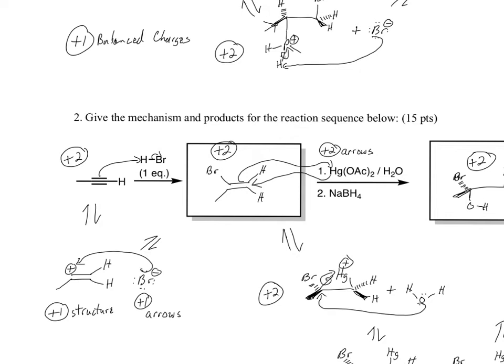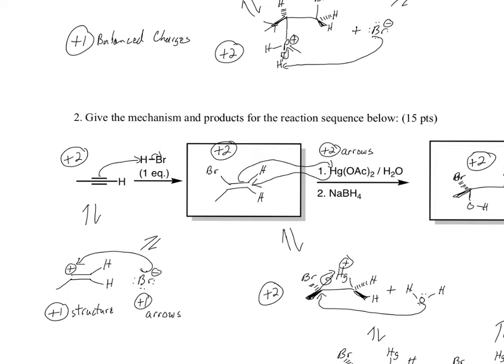Make sure you balance your charges. There's no polar protic solvent. So all it is going to be is the Br minus lone pair. It's going to react there. And you're going to get this alkene. From this alkene, yes, it doesn't matter if the carbocation's here or here. It doesn't matter at this point.